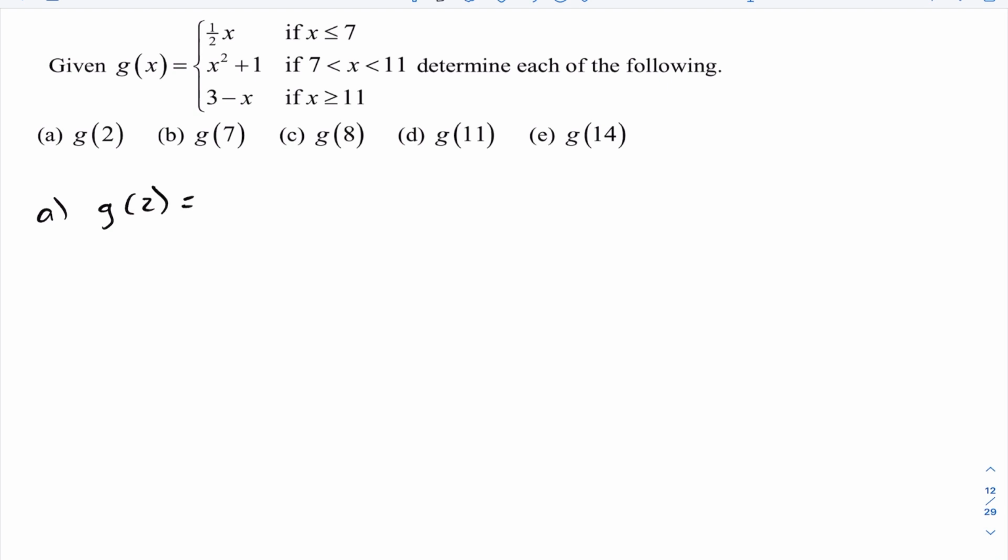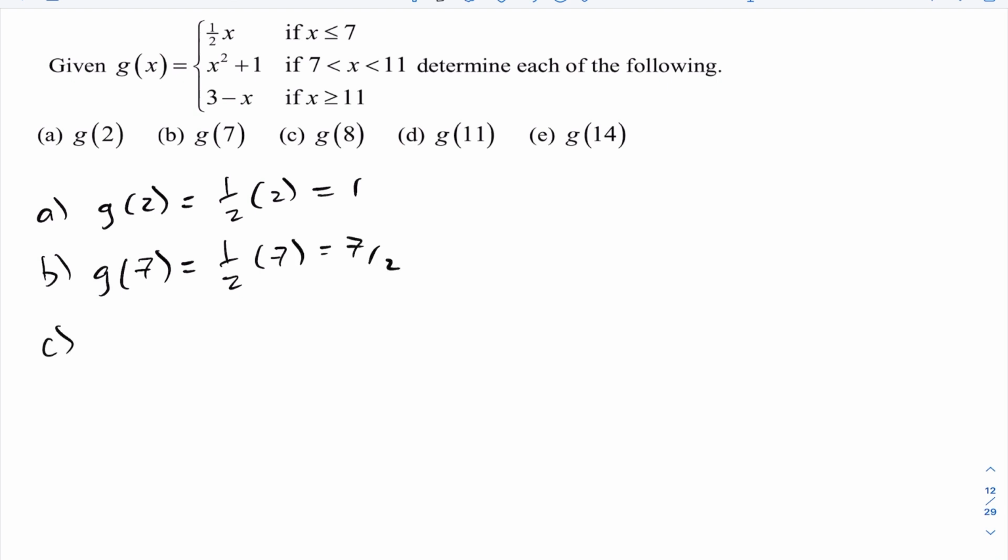So the function at 2, 2 would satisfy this condition. 2 is less than or equal to 7, so we're within this interval here. We take on our linear function. That'll be 1/2 times 2, which is 1. For part B, we want to evaluate the function at 7. So again, where does 7 occur? 7 occurs at this interval once again. This will be 1/2 times 7 becomes 7 over 2.